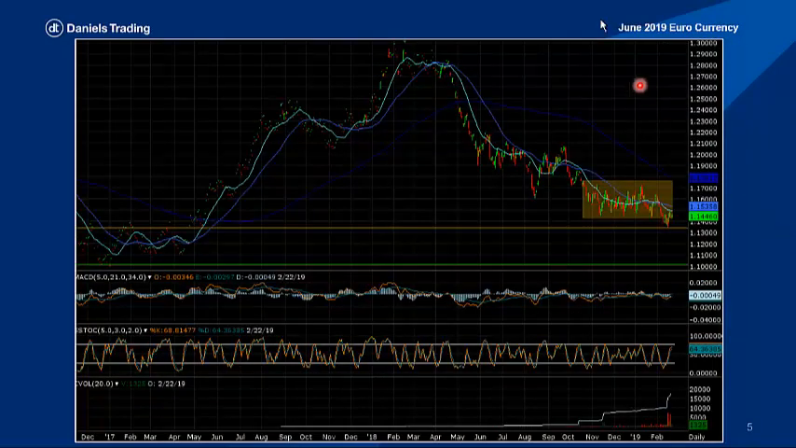Moving on to the next chart here, this is the June 2019 Euro currency, and this is a pulled out chart. This is going all the way back to December 2017 because I wanted to show all of these lows back in here. So coming back to recent data, we've got a big rectangle pattern here.